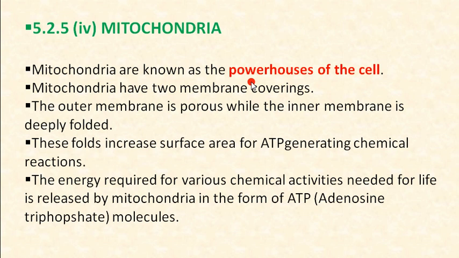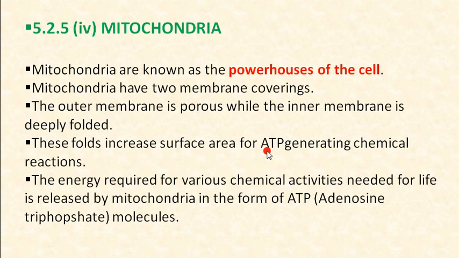Why? We will see. Mitochondria have two membrane coverings. There are two outer layers. The outer membrane is porous, meaning having some little pores, while the inner membrane is deeply folded. This folding increases the surface area for the ATP generating chemical reactions. So why is it called the powerhouse? Because this is the place of ATP generation.